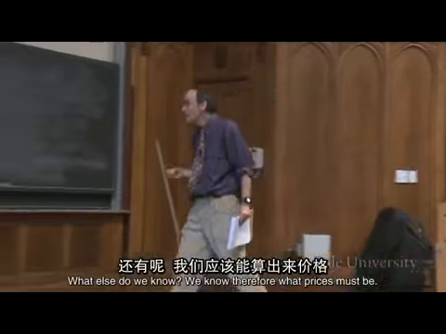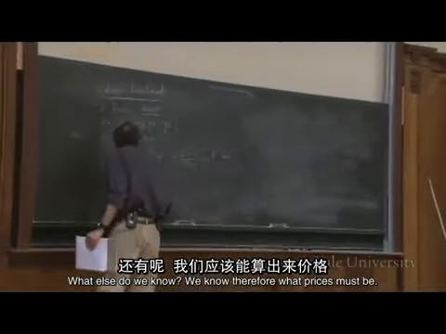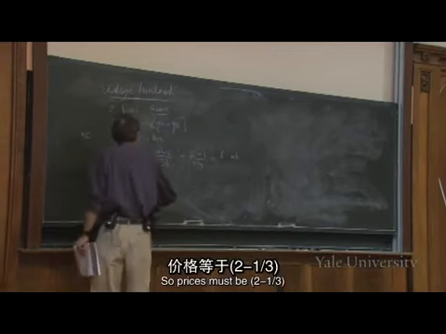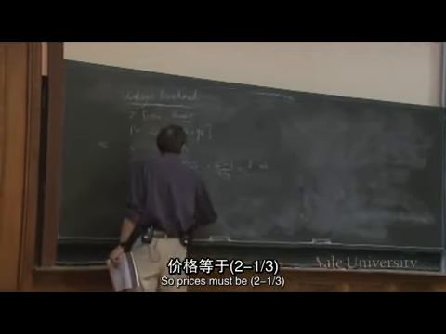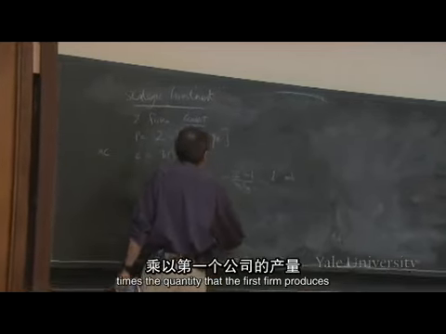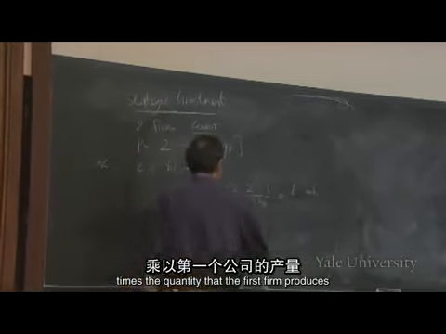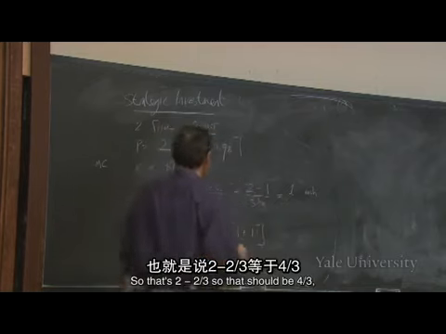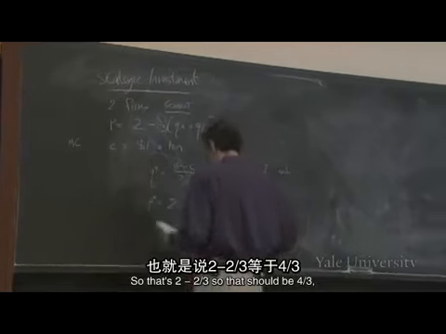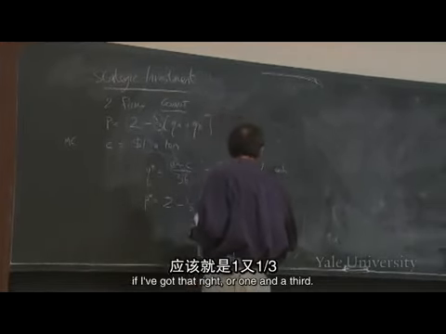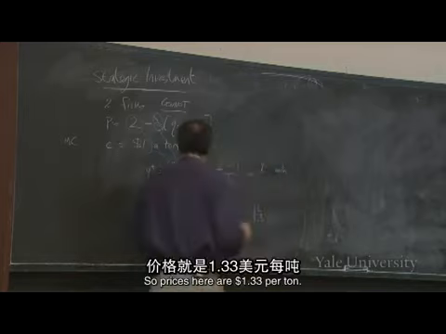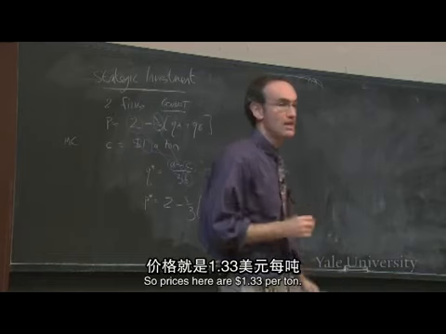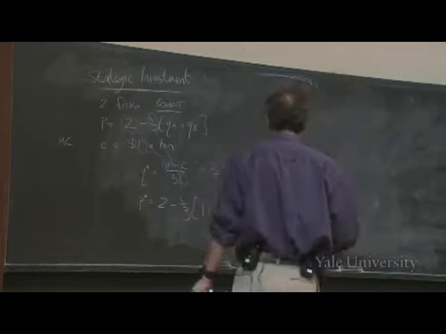All right? And what else do we know? We know, therefore, what prices must be. Let's just do that before we even get started. So price must be 2 minus 1/3 times the quantity that the first firm produces plus the quantity that the second firm produces. So that's 2 minus 2/3, which should be 4/3, or 1 1/3. So prices here are $1.33 per ton.